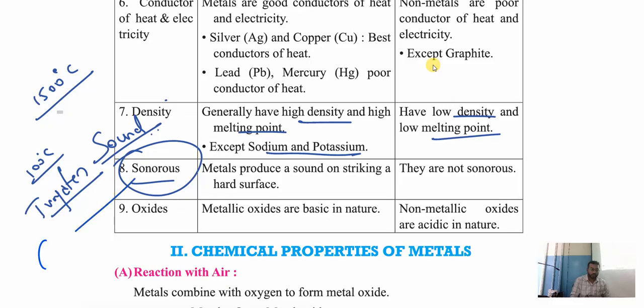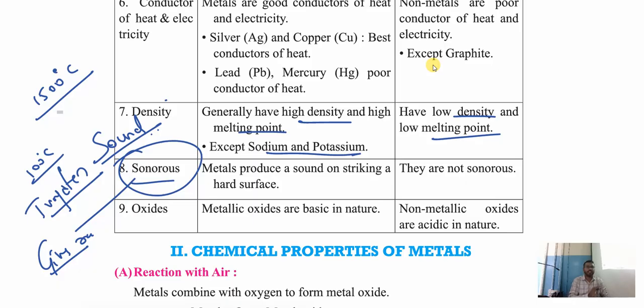Even this question could be a give reason question. In bells, we use metals. Why? Why are metals used to manufacture bells? Which property of the metal helps to make the sound? Sonorous. Sonorous is that type of property.